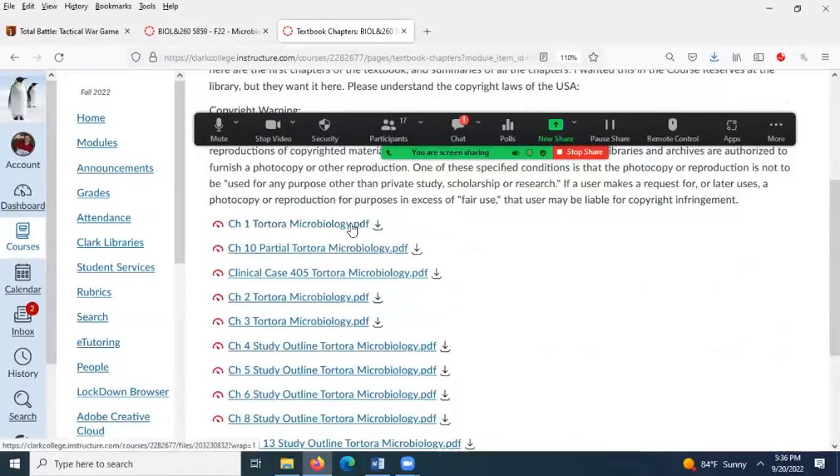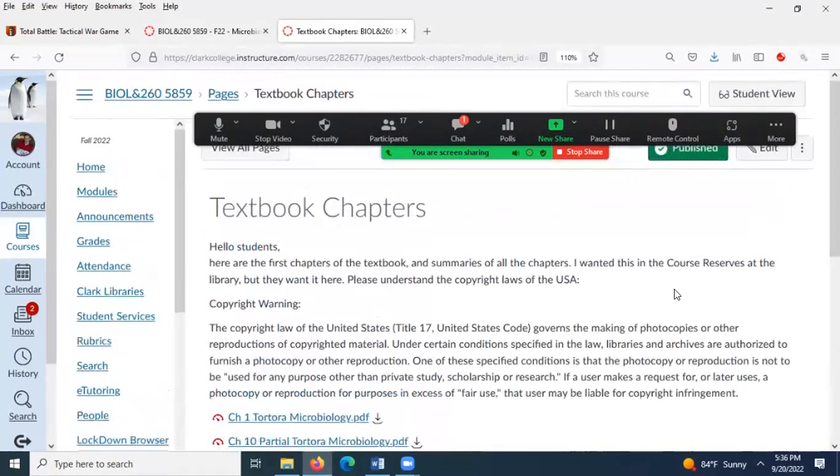So for chapters 1, chapter 2, and I think chapter 3, the complete chapters are online. For the others, it's just the chapter summaries.